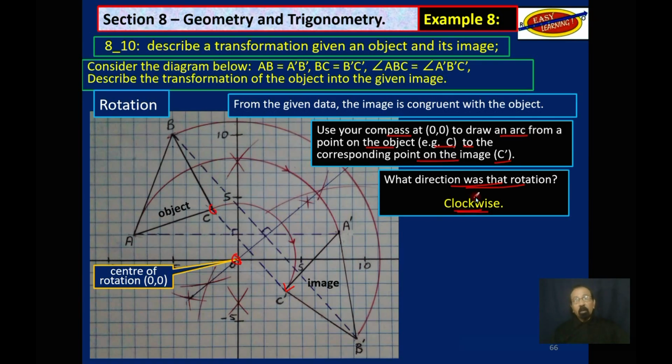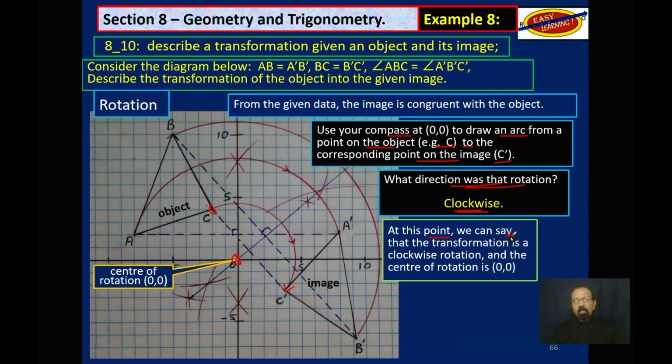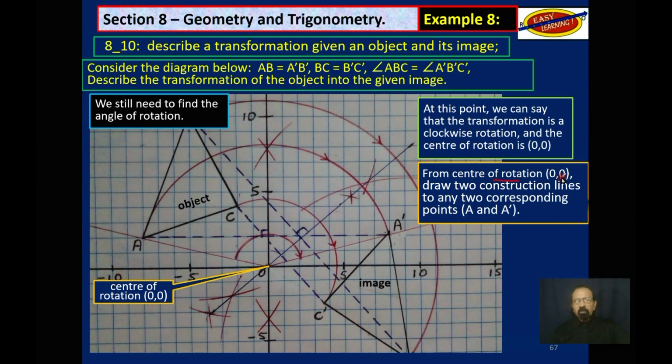We need to know how many degrees. So at this point, we can say that the transformation is a clockwise rotation and the center of rotation is 0, 0. We still need to find the angle of rotation. From the center of rotation, 0, 0, draw two construction lines to any two corresponding points, say A to A prime. So from here, draw a construction line to A and go out this way to A prime. So now you have an angle formed here. Let's measure that angle.